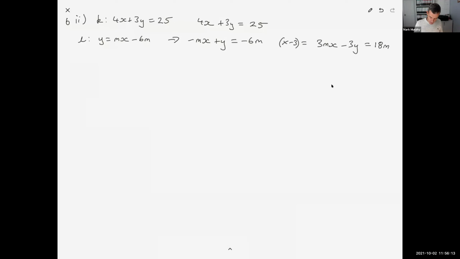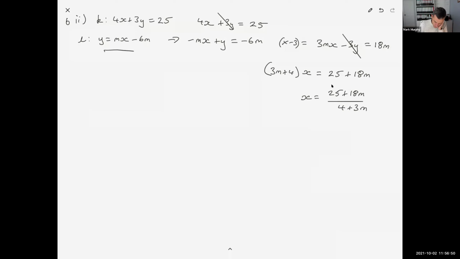Then you can see that that'll cancel, and you'll be left with 3m plus 4 times x equals, adding 25 plus 18m, and then x is equal to 25 plus 18m all over 4 plus 3m. So we've got the x coordinate. We need the y coordinate as well. To get it, we just plug it back into this one, I think is what I used.